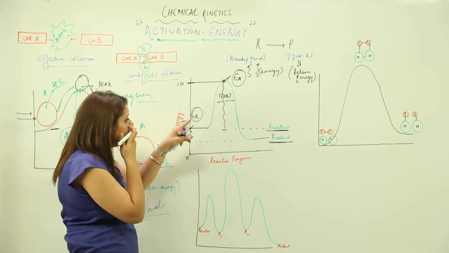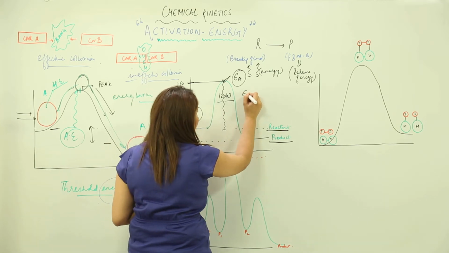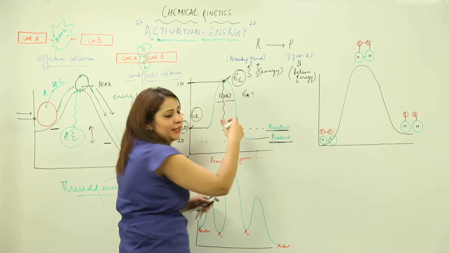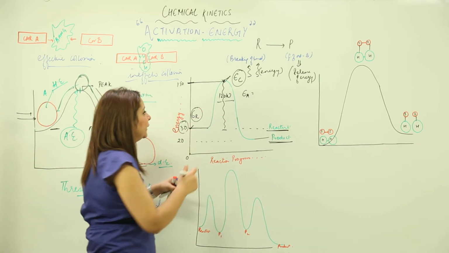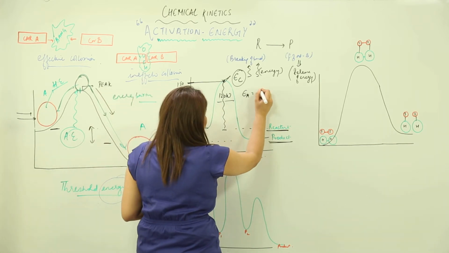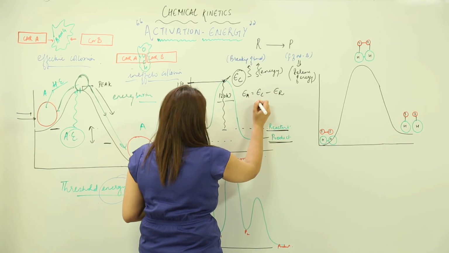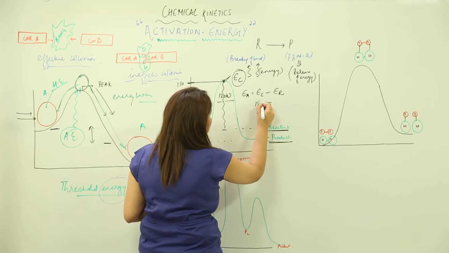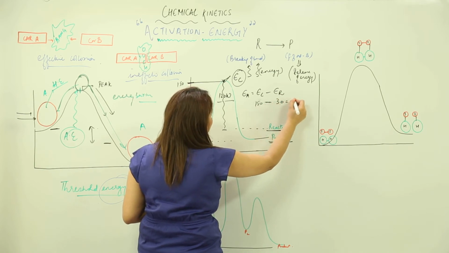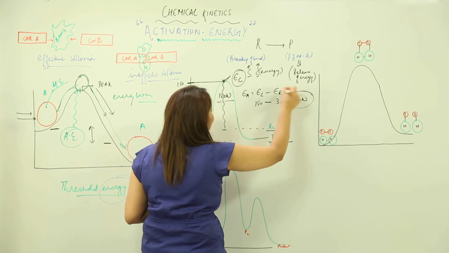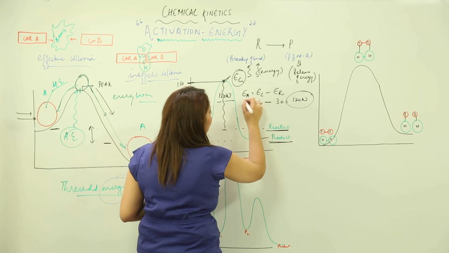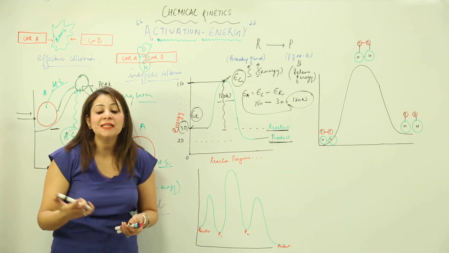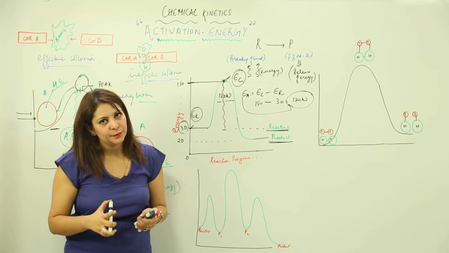So in this, if I say EC is the energy for the peak, then activation energy is going to be EC minus ER, that is 150 minus 30, which comes out to be 120 kilojoules. So 120 kilojoules is the activation energy, that is the minimum energy which the reactant must possess in order to cross the energy barrier.